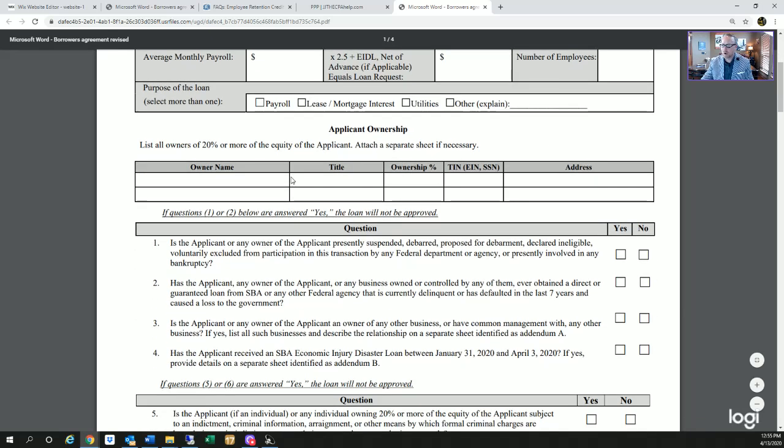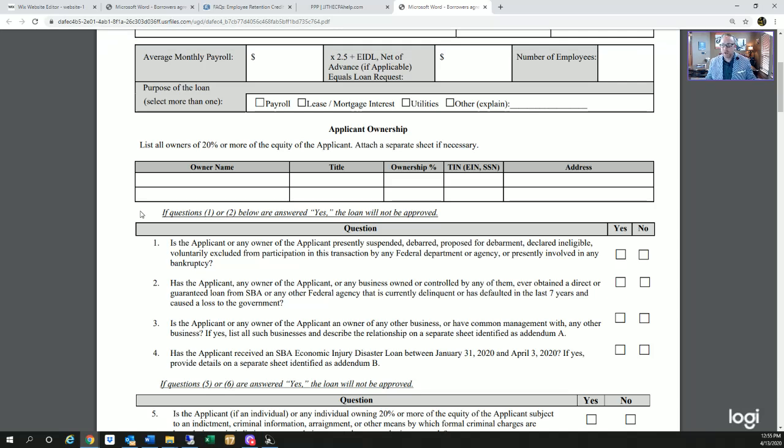Then when you're looking at the owners, if you're a sole proprietor, it's you. List yourself, your title. What is it? Owner, sole proprietor, irrelevant. Put something. Ownership percentage, 100% if you're a sole proprietor. If you're the K-1 owner, it's 100%.